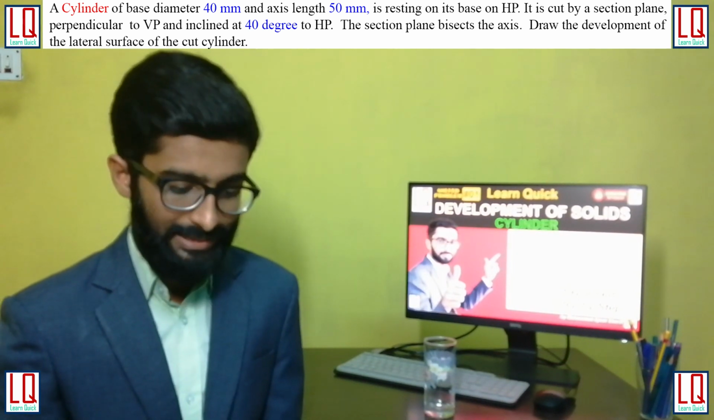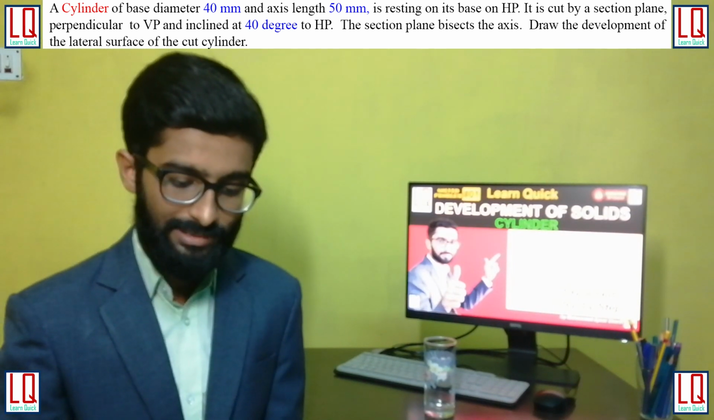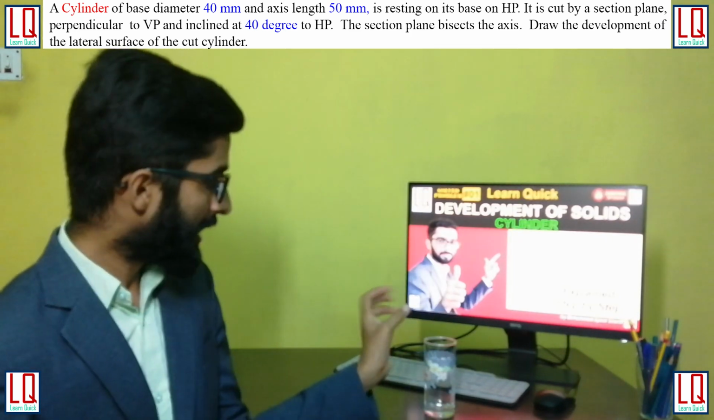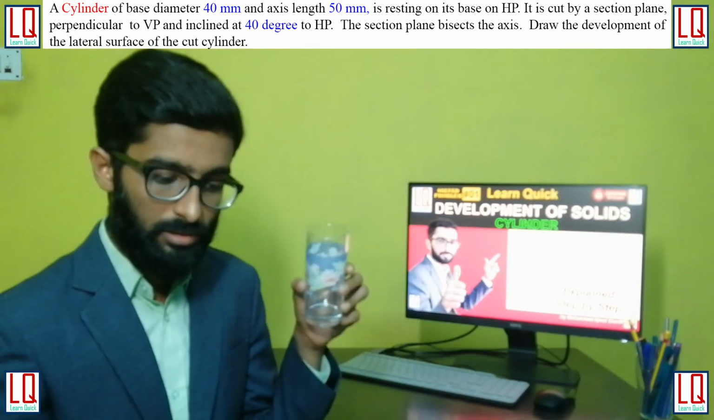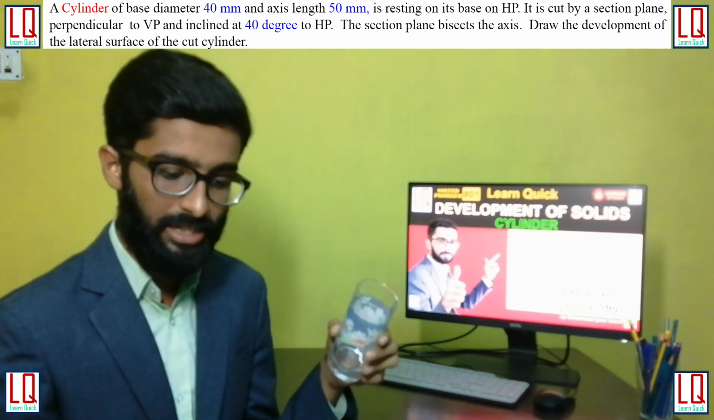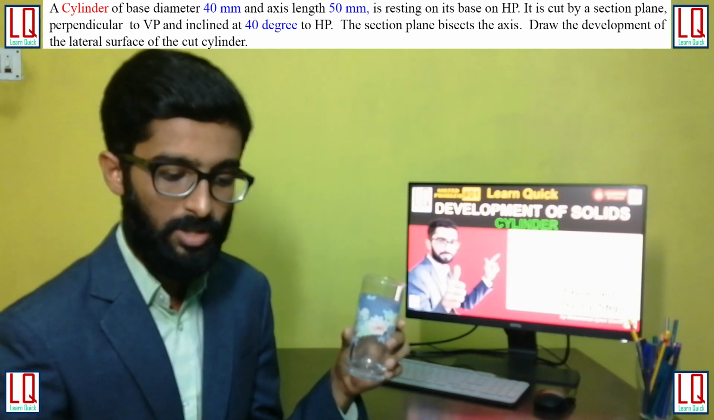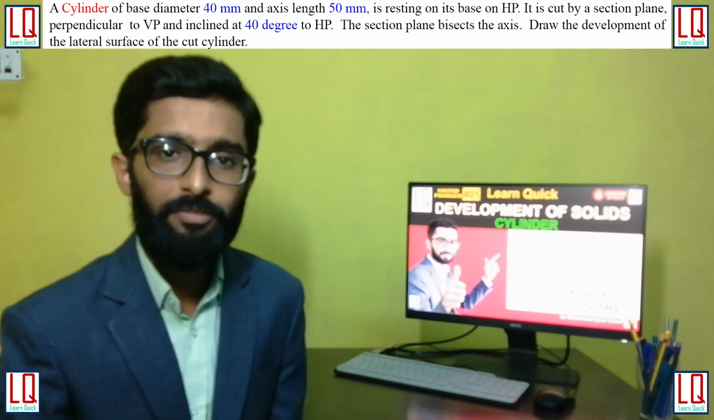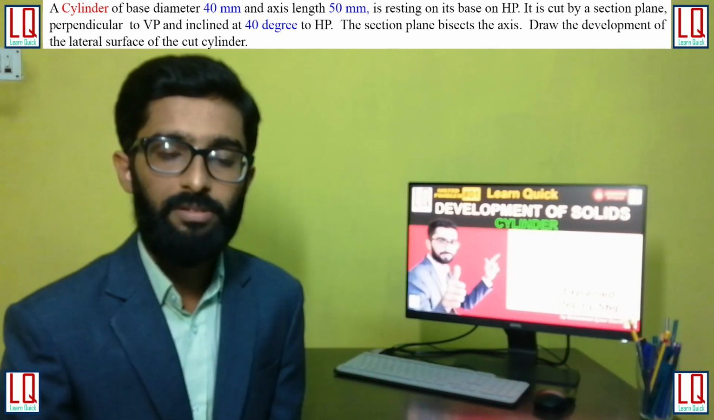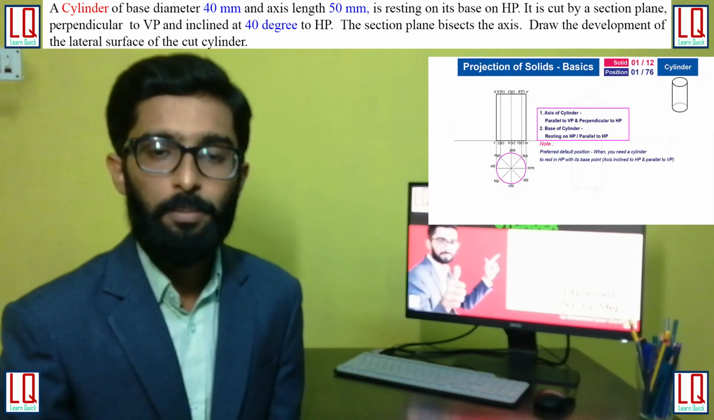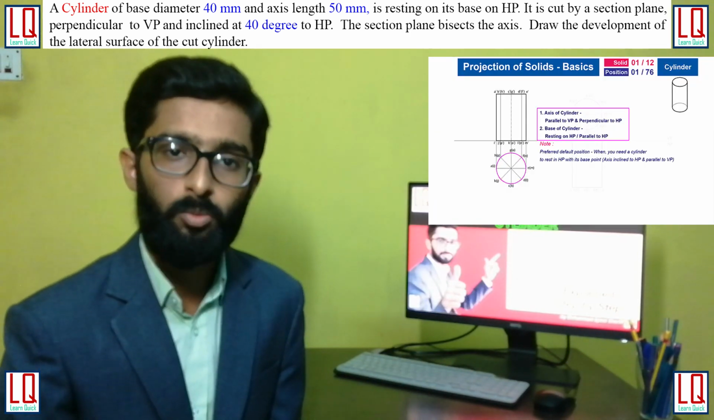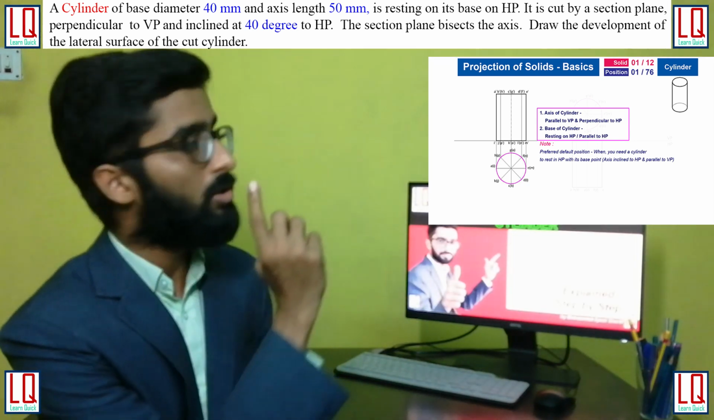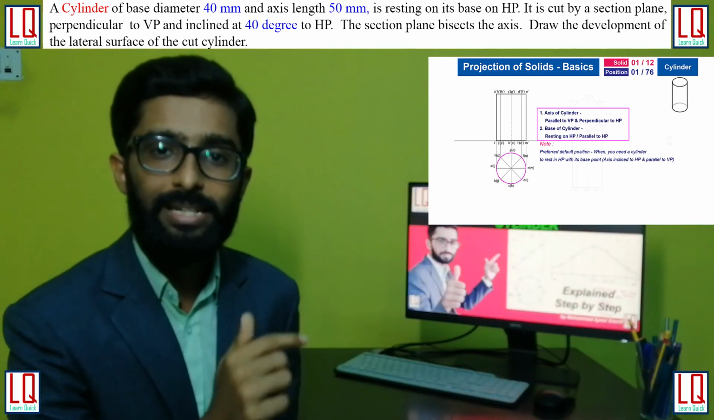A cylinder of base diameter 40 mm and axis length 50 mm is resting on its base on HP. So we will take a cylinder and the diameter of the cylinder is 40 mm and the axis length is 50 mm. So it is resting on the base on HP. To decide the default position of this cylinder, we will refer our previous video lecture projection of solids position number 1, which lies in the 6th minute of the video. To watch the video, kindly click on the link on the top right corner, or the link is available in the description.